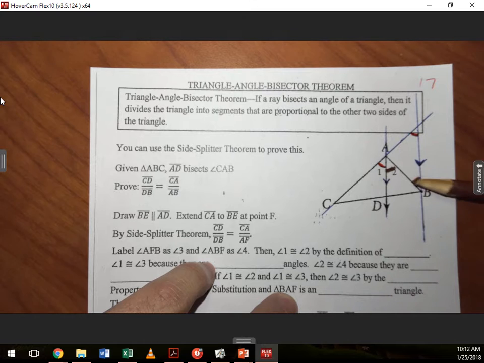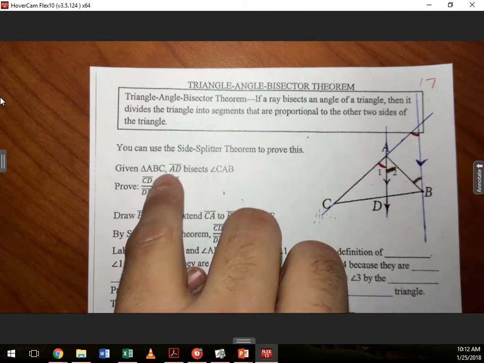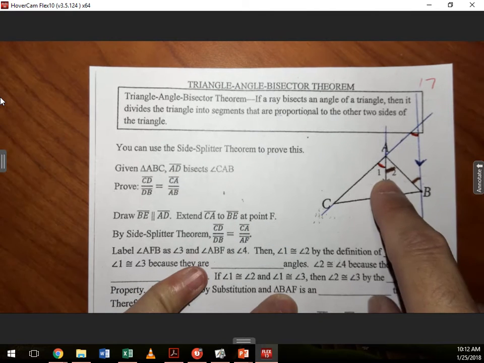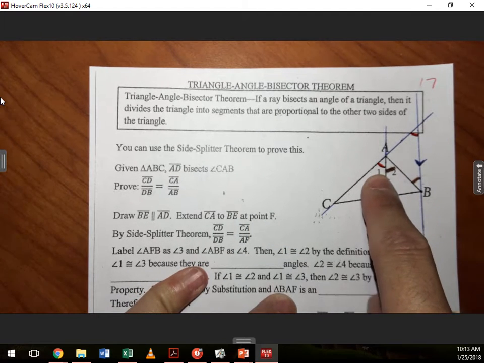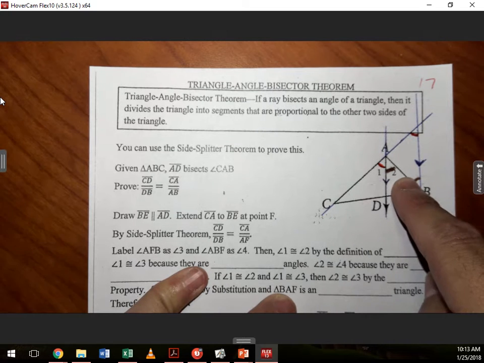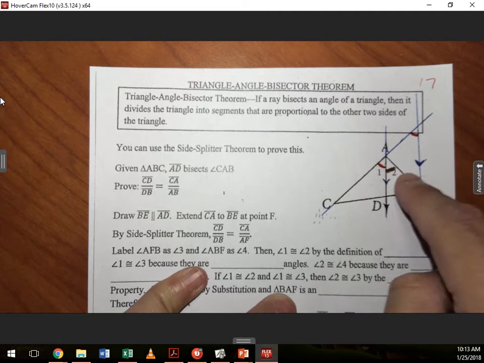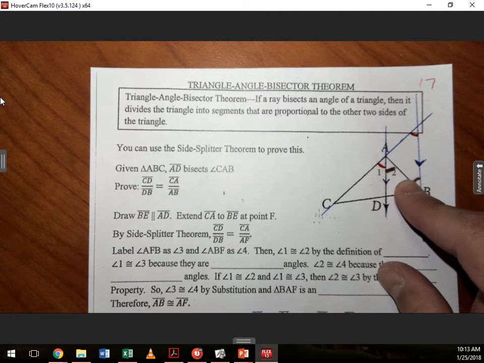So I have these all going together. Are angle 1 and 2 different? 1 and 2 are congruent because that's what we started off with here. We're starting off with that this right here, 1 and 2, are going to be congruent because this is bisecting my angle A. So I have these bisected here now.